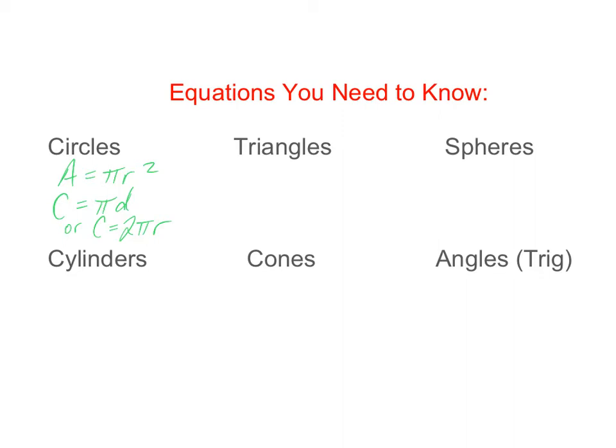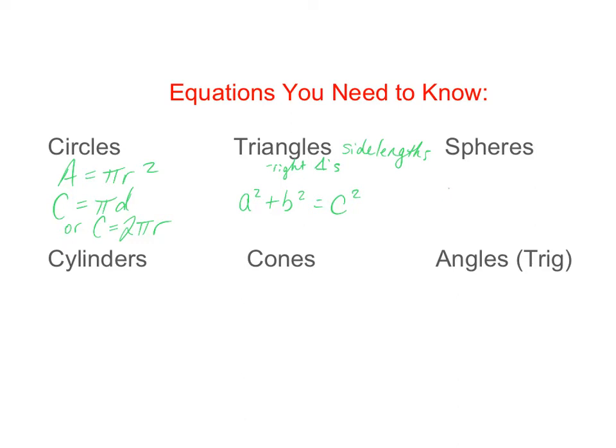For triangles, we're dealing with the side lengths of the triangles. Since we're dealing with side lengths, and for the most part we're dealing with right triangles, how do these side lengths of right triangles relate to one another? They relate to one another using the Pythagorean theorem. So a squared plus b squared equals c squared is our triangle formula that we need to know.